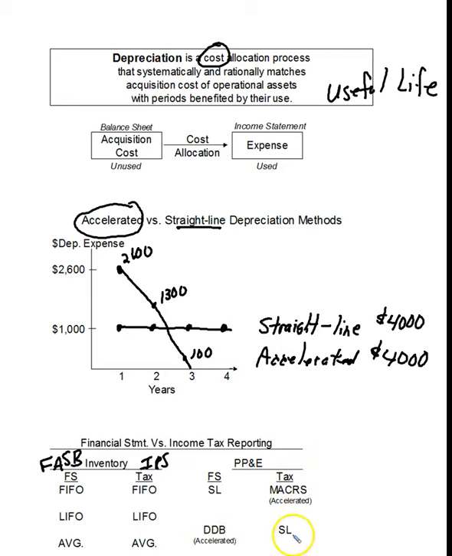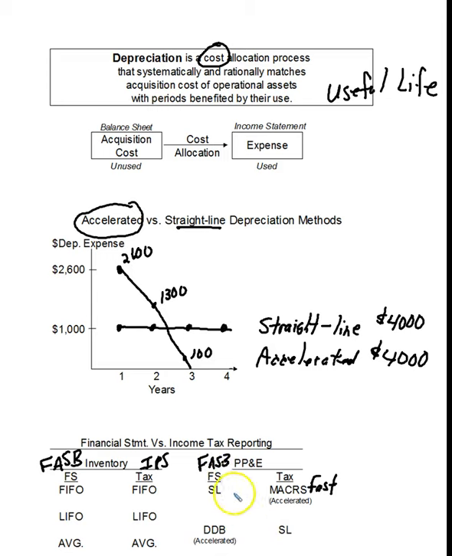For tax law, the straight line method is also used, but there's an accelerated method created by, well, actually I guess Congress and the IRS enforces it, called MACRS, Modified Accelerated Cost Recovery System. It is extremely accelerated, extremely fast depreciation. This accelerated method is so fast that the FASB does not allow it to be used for financial statement purposes.